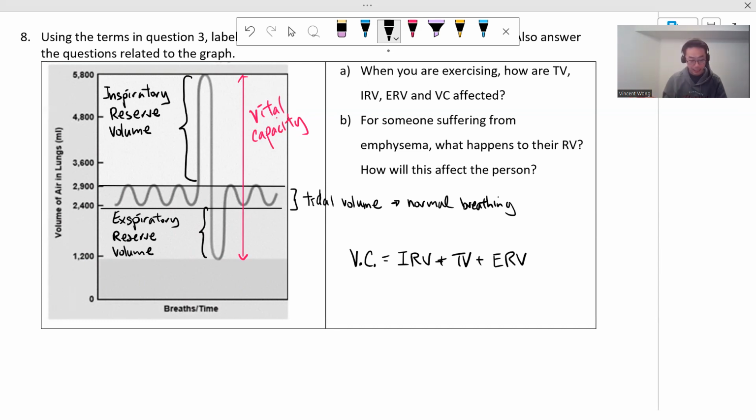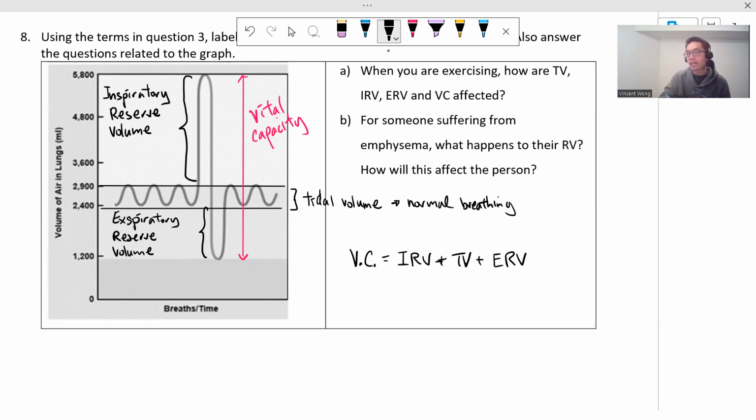And that is limited by things like the size of your chest. We cannot keep on indefinitely expanding the chest, right? Same thing, we cannot indefinitely compress our chest. It's limited by the thoracic cavity, right?